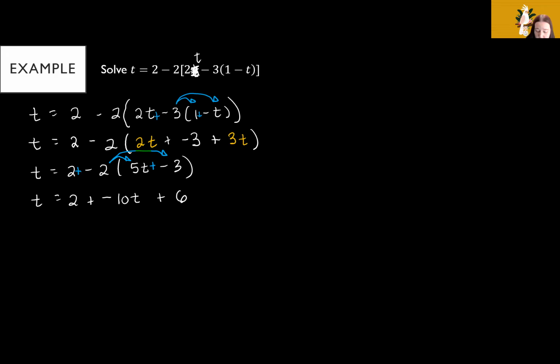So now I need to combine like terms again. And that is going to be the 2 and the plus 6 here. So I've got t equals 2 plus 6 is 8. And then I can just write that as minus 10t. So we have t equals 8 minus 10t. So now I'm done with simplifying. I've simplified the left, I've simplified the right.